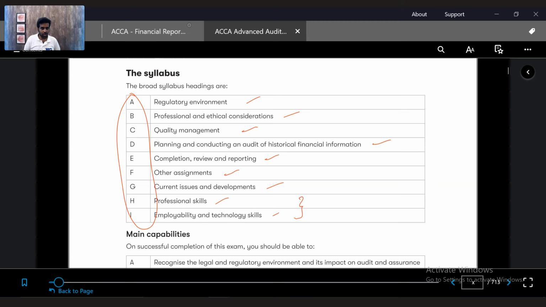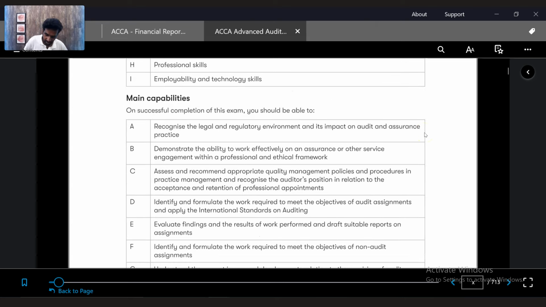To talk about the main topics of the syllabus, part A specifically focuses on the legal and regulatory environment and its impact on audit and assurance. Like how the legal and regulatory environment oversees the auditors and how it impacts our practice of audit and assurance engagements, etc. is what is included in part A of the syllabus.